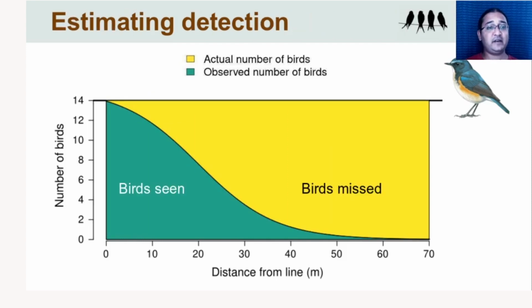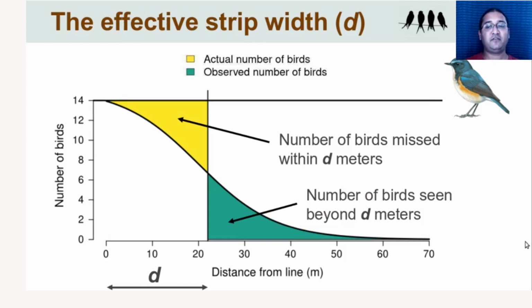Once that curve is fit, all of this green area, the area of the green part of this graph, is the number of birds that have been seen or heard, the number of birds detected, and the yellow area of the graph is the number of birds that have been missed. At some distance from the line, which is called the effective strip width and denoted by D, the number of birds that you have missed within the effective strip width will be equal to the number of birds that you have seen beyond that strip width.